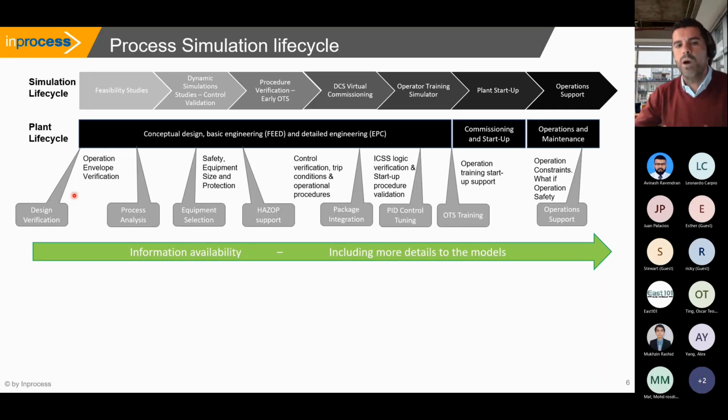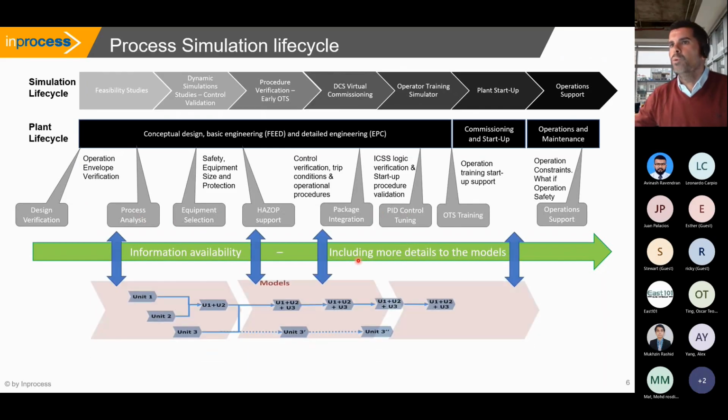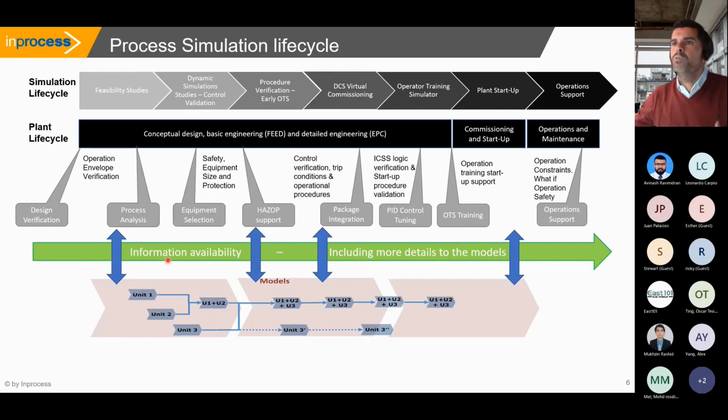So again, we are open to support, talking the same language as you and evolving those models, adding more details into the model, being able to complete the different expectations that we have along this project execution, and including the additional detail that is needed to cover the different findings that we need to address along the project. As far as the information becomes available, we start working unit by unit and package by package.